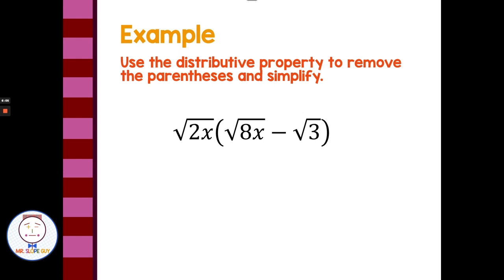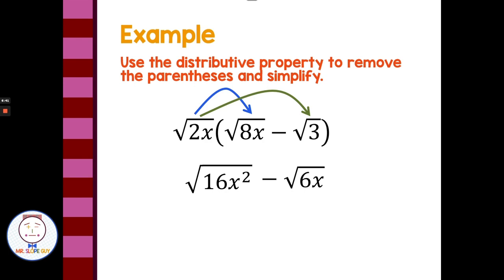We can also use the distributive property in this case to remove parentheses. We have a number on the outside of our parentheses. We have the square root of 2x times the square root of 8x minus the square root of 3. And we could just use the distributive property. And remember, when we multiply with radicals, numbers on the outside of the radical multiply to numbers on the outside, numbers on the inside multiply to numbers on the inside. So in this case, 2x times 8x would give us 16x squared. Then we would take radical 2x and multiply it to radical 3. We'll bring down the subtraction sign. And then 2x times 3 gives us a square root of 6x.